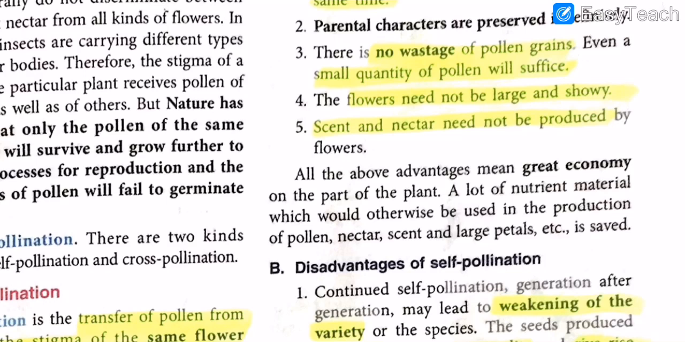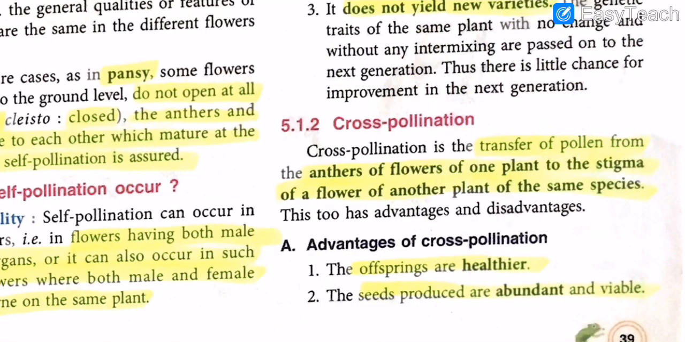Perfect. Now let's move on to cross-pollination. Cross-pollination is the transfer of pollen grains from the anther of a flower of one plant to the stigma of a flower of another plant of the same species. Now this too has advantages and disadvantages.